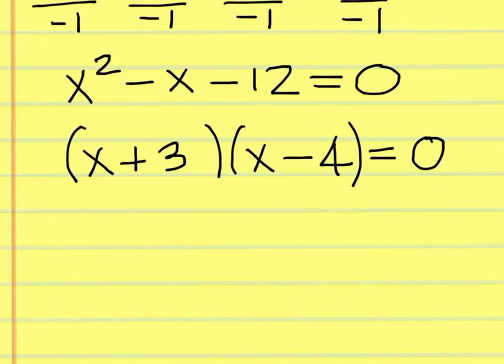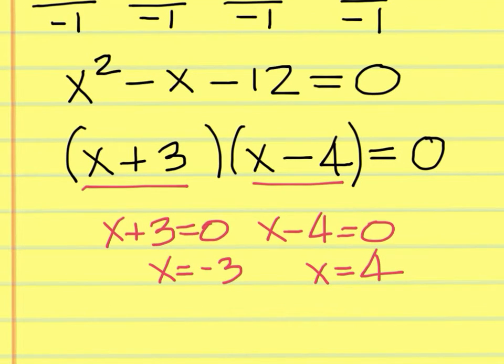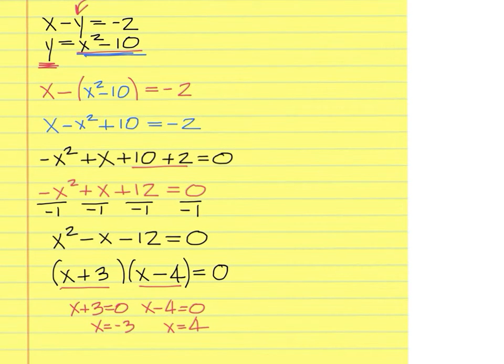And once you get to that point, you set each of these expressions equal to 0 and solve both of them. So x would be a -3, or x would be a positive 4. Your next move is to use this -3 and 4 and put it up here in this equation. And use both of them to solve for y, so you're going to get two values for y.